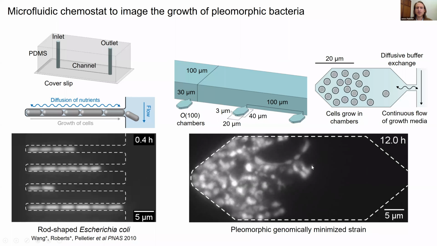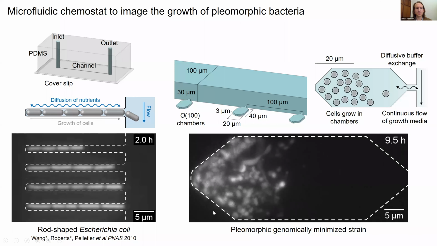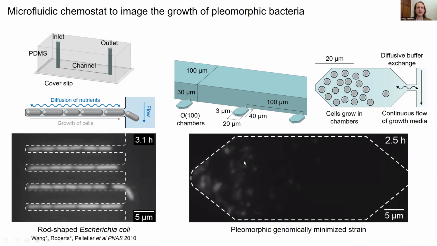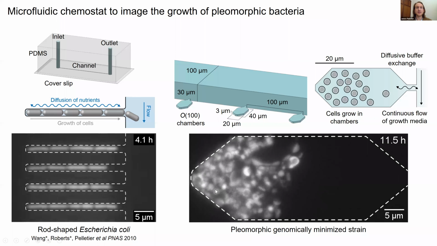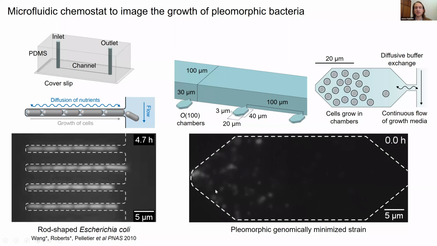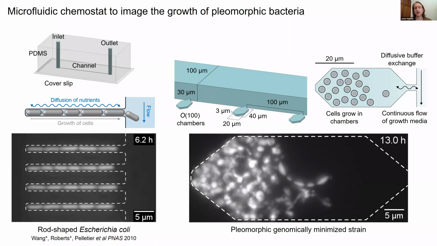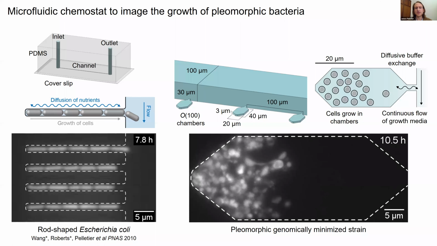Here's an example of these pleomorphic cells growing inside of a microfluidic chemostat, and these movies are shown at the same scale. In contrast, as these cells grow, they fill up the chamber. So these cells are in less of a steady state because the density of cells is increasing in the chamber over time. But still, diffusive buffer exchange is helping to replenish the growth medium inside the chambers.